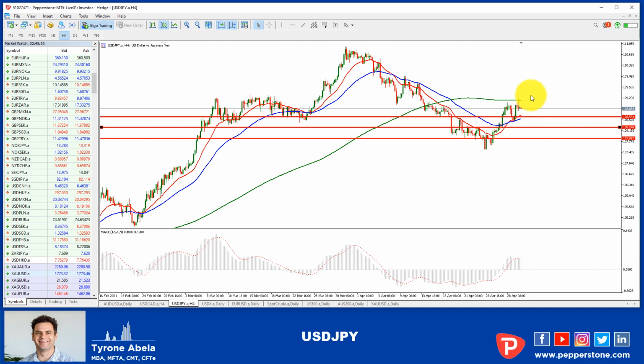You've got a series of higher highs and higher lows happening. So you can do one of two things. You can either play the pullback to the 20, or you can take the break of the 200 there, which will give us a series of higher highs and higher lows that we want. And that'll hopefully get us to about the 110.